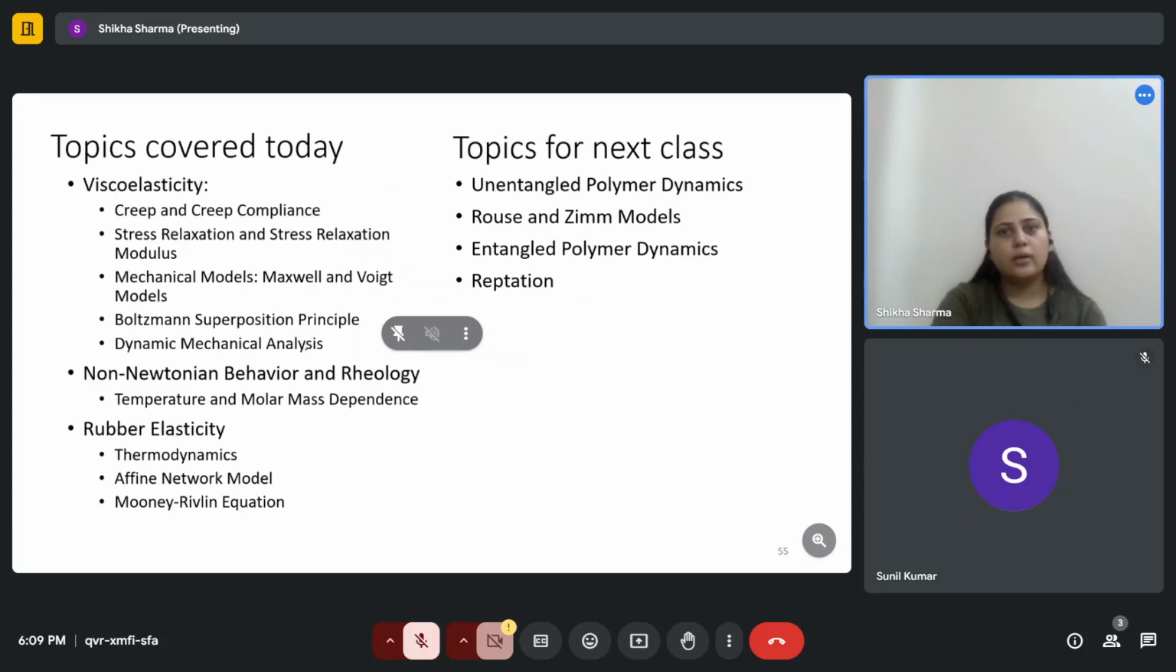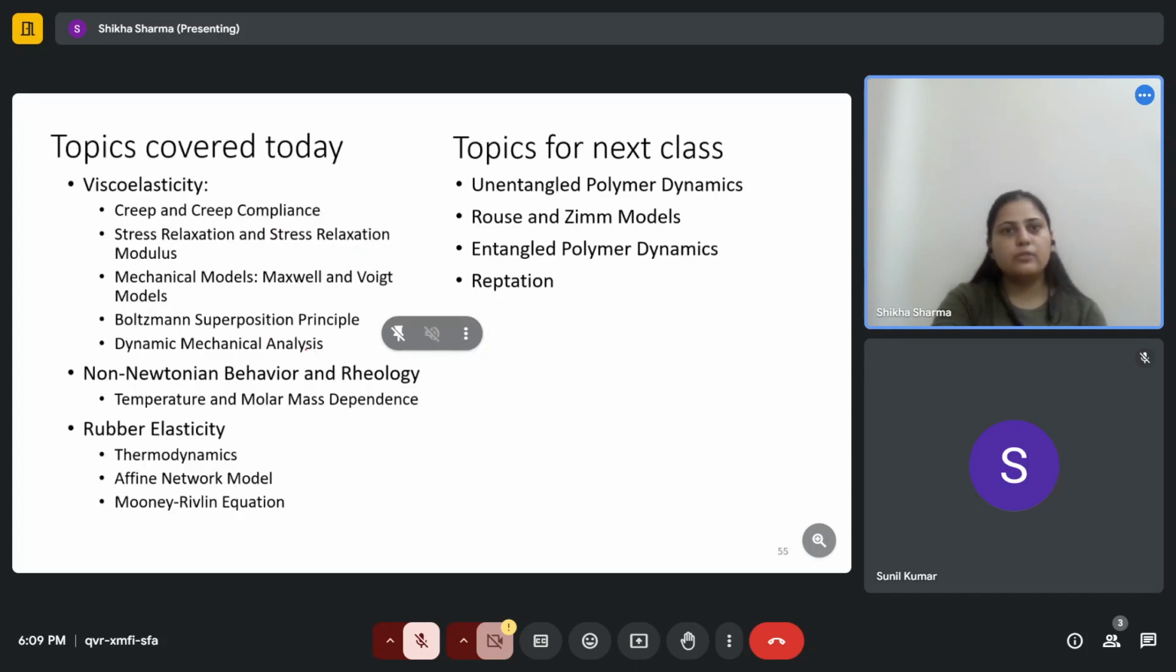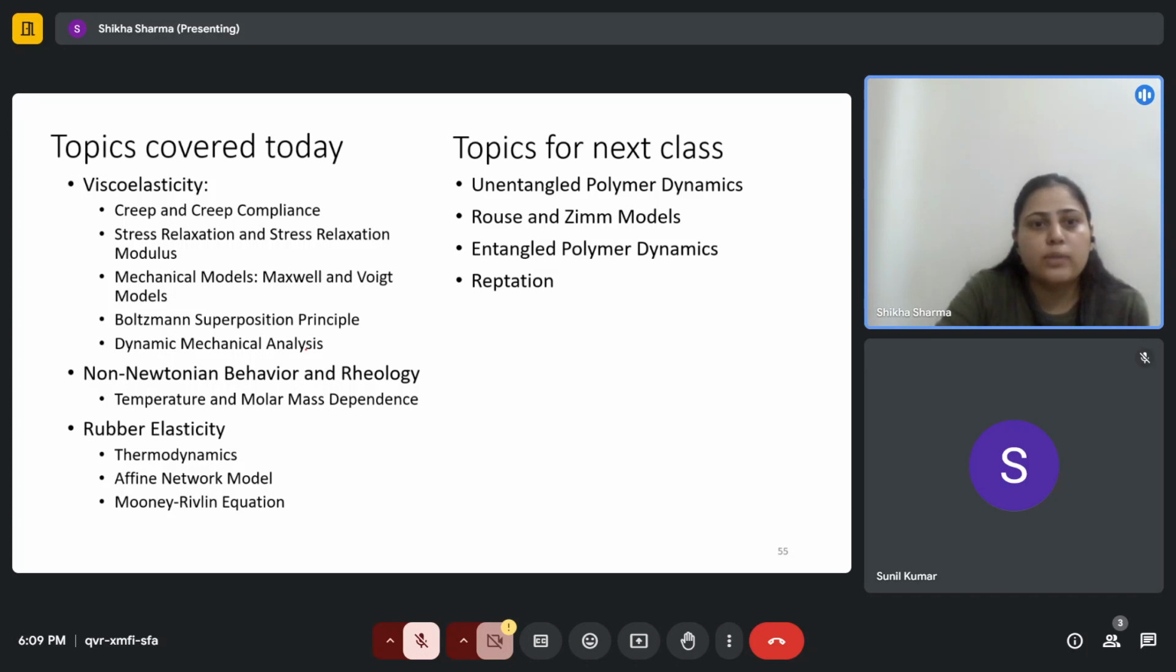This was the last question for today. So the topics we have covered today are viscoelasticity. We discussed the creep and the creep compliance, and then the stress relaxation modulus. We discussed the two mechanical models, Maxwell and the Kelvin-Voigt. And we discussed the Boltzmann Superposition Principle, and then the dynamic mechanical analysis.